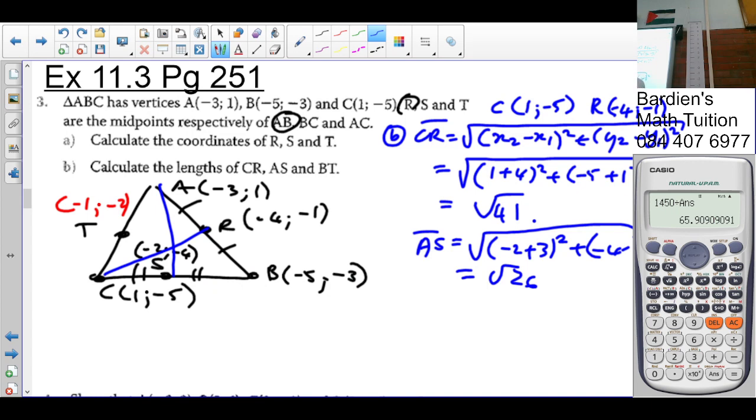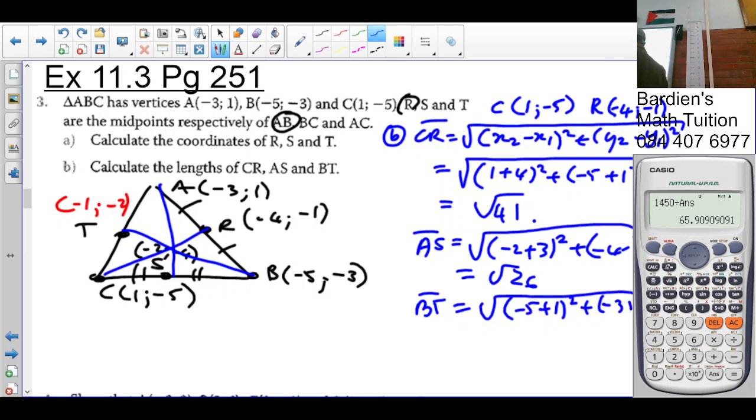BT, which is that length there. Again, same formula. I just write it once down in the equation. So negative 5 minus negative 1 becomes plus 1, squared, plus (negative 3 plus 2) squared. So it's going to be 4 squared, which is 16, and 1 is 17. So the root of 17.